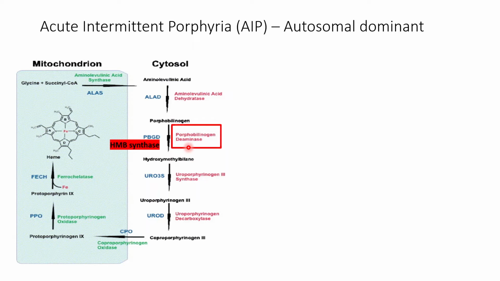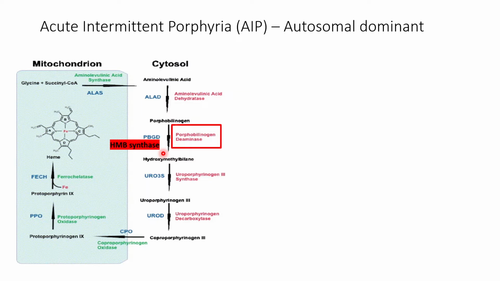Two ways. One is, acute intermittent porphyria, as the name suggests, is acute. So what is going to be accumulated? Two things: one is ALA and the second is PBG. In ALA dehydratase deficiency, ALA was accumulated. Here we have accumulation of PBG, or porphobilinogen. So we have a defect in porphobilinogen deaminase, which is also known as HMB synthase or hydroxymethylbilane synthase.